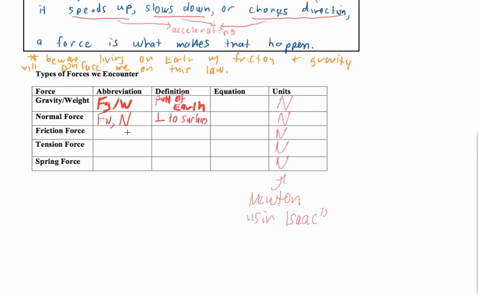Okay? Then we have what's called the friction force. And the friction force we're going to write with a little f. And I'm going to tell you right now, sometimes you'll see this with an FK, sometimes with an FS. And just so you know, the K means kinetic, which is a fancy word for moving. And S means static, which means not moving.